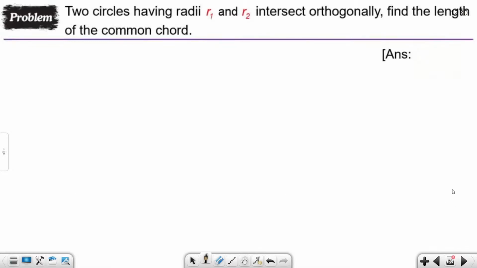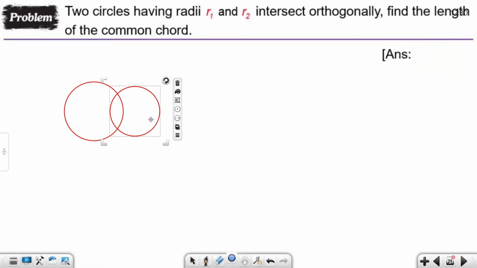See this question. They have said two circles having radii R1 and R2 intersect each other orthogonally. Let me draw these two circles first. Right? Find the length of the common chord.